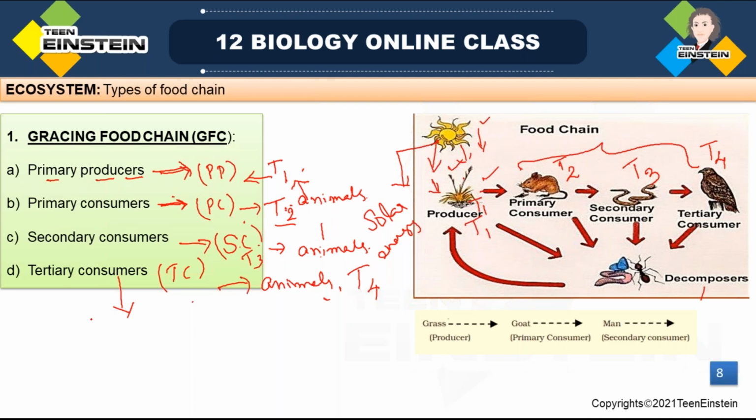So how can we explain this? From primary producers, energy is flowing to primary consumers, then to secondary consumers, and then to tertiary consumers, right? So this is trophic level 1, this is the second trophic level, this is the third trophic level, and this is the fourth.